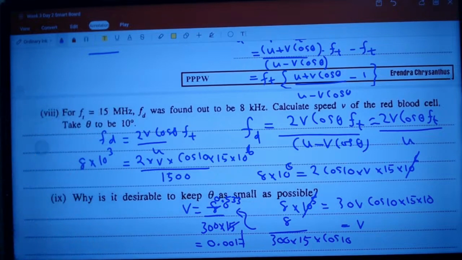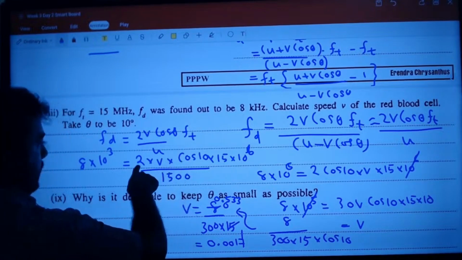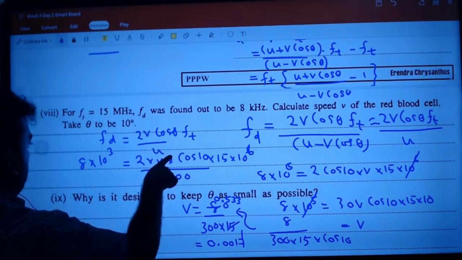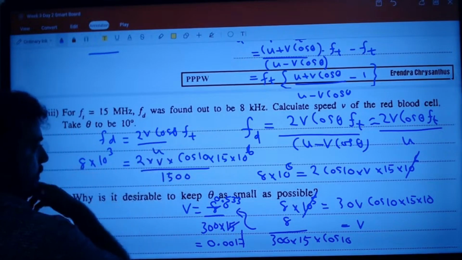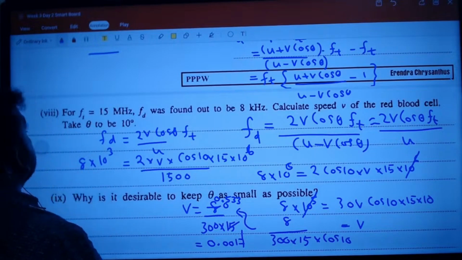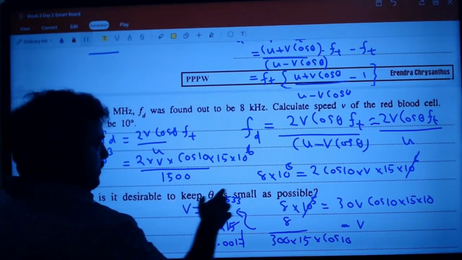So if you calculate the velocity here, it will be very small. Let's check the calculation here.